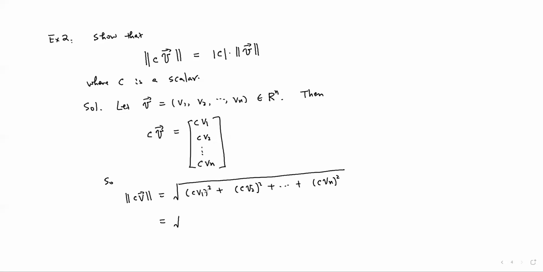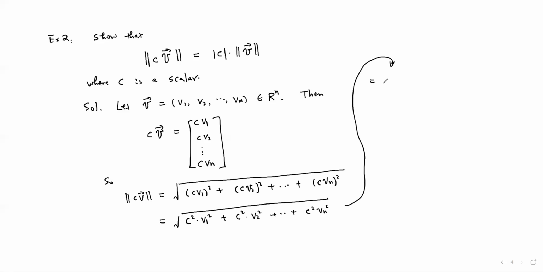All right, now let me rewrite the sum. c, a number, times a number, then take the square: c squared times v1 squared plus c squared times v2 squared, and so on. Then take the square root. Now let me factor c squared times v1 squared plus v2 squared plus ... plus vn squared. Now move c squared outside the square root. Don't forget the absolute value.